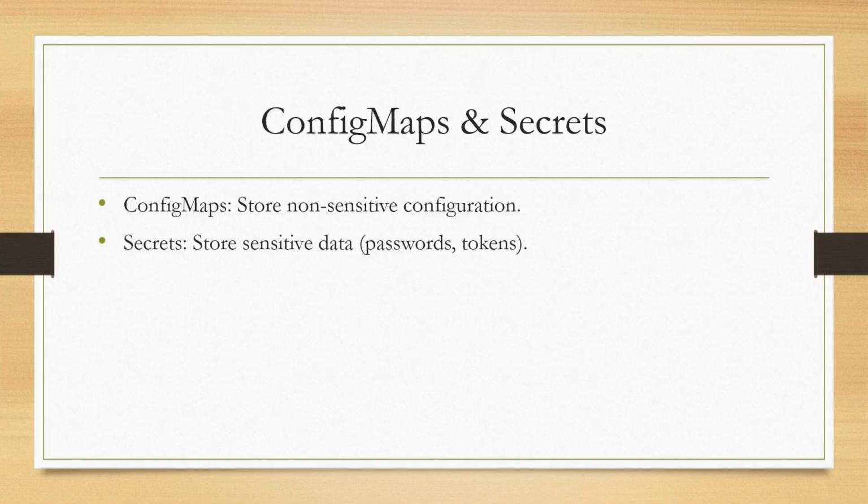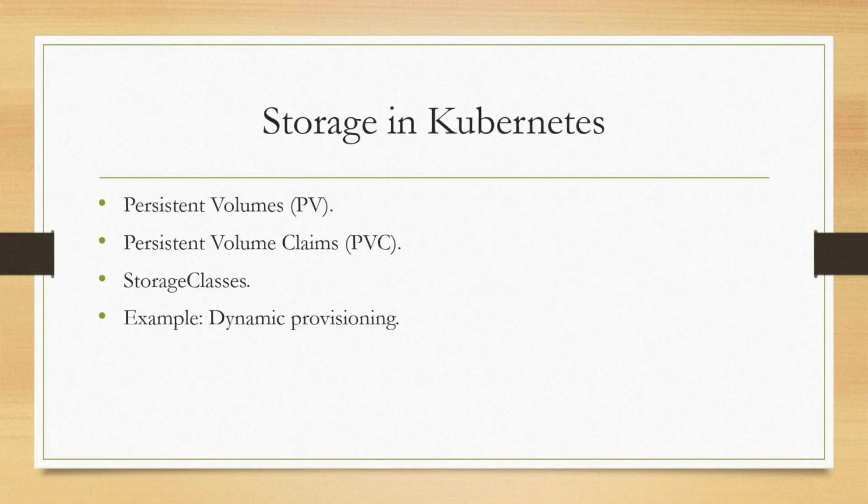Then there is also the concept of ConfigMaps and Secrets. ConfigMaps store non-sensitive configurations, and Secrets store sensitive data like passwords and tokens. We also need to secure these Secrets too, because they are not really secret; they are just encoded in base64. So we need to encrypt these secrets with one more layer. This is a very important concept.